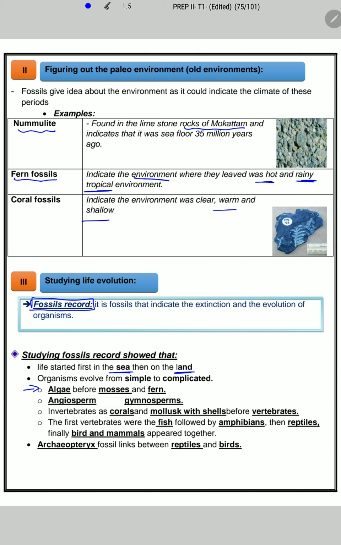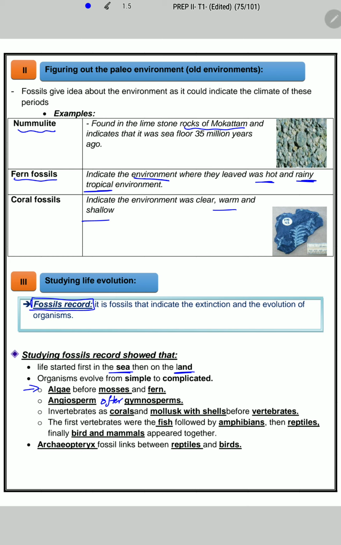Something else: the algae appeared before mosses and ferns, and all of them are kinds of plants. The angiosperms appeared after the gymnosperms. The gymnosperms appeared first, then angiosperms appeared. And you studied both gymnosperms and angiosperms in prep 1.